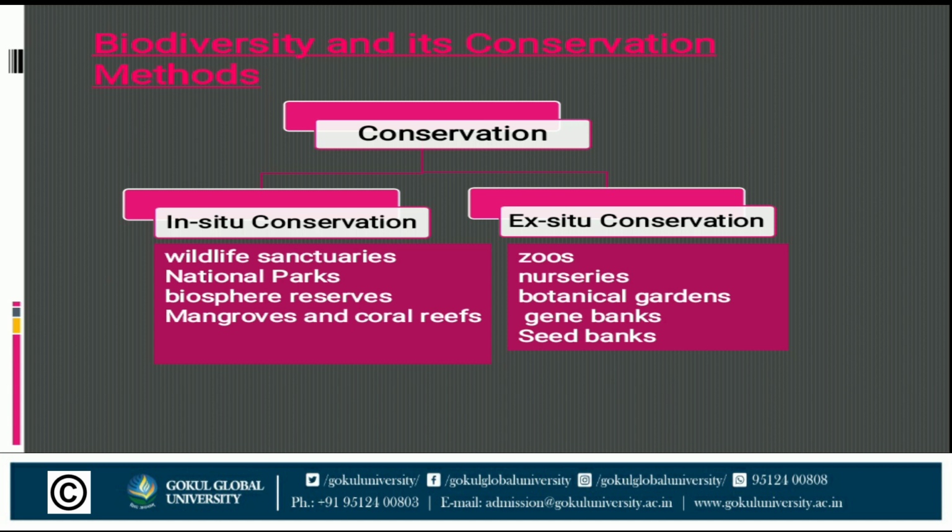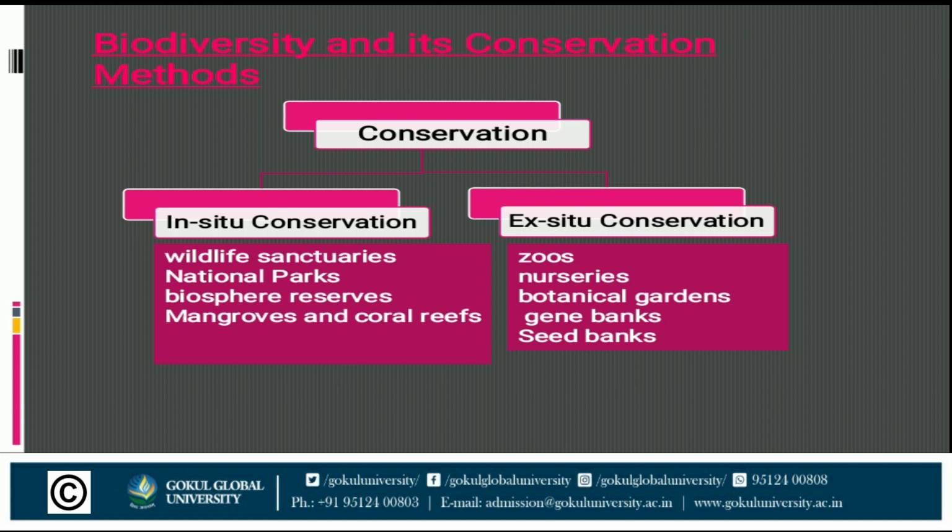Now the second way of conservation is ex situ conservation. Ex situ conservation of biodiversity involves the breeding and maintenance of endangered species in artificial ecosystems such as zoos, nurseries, botanical gardens, gene banks, seed banks, etc. There is less competition for food, water, and space among the organisms.